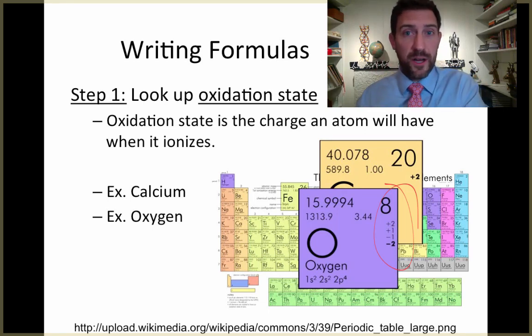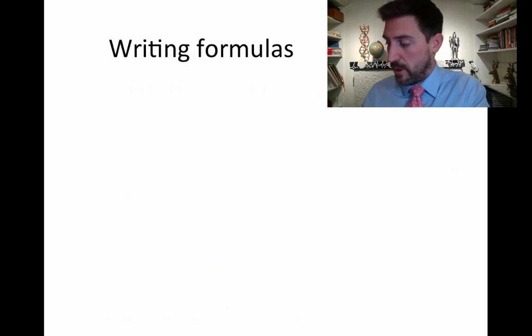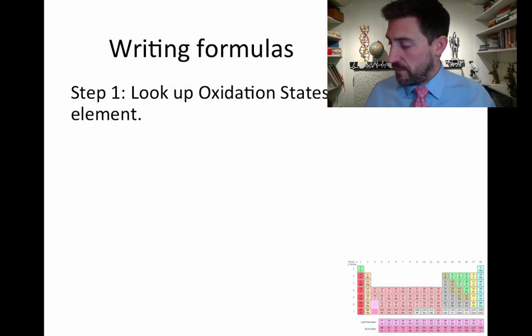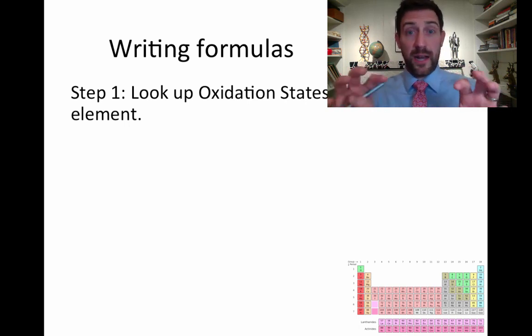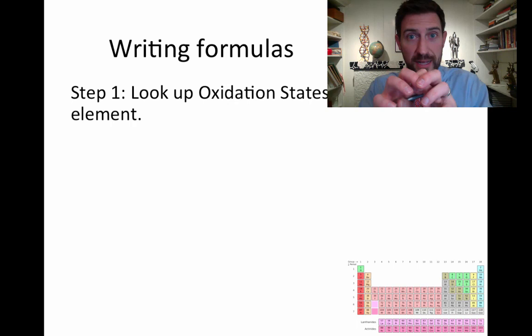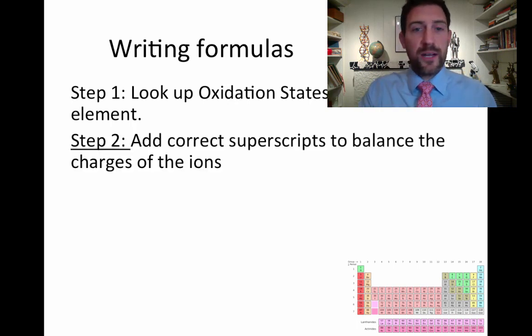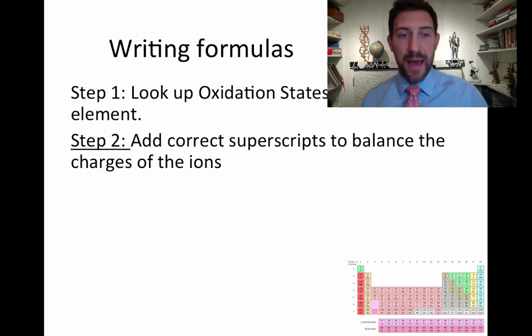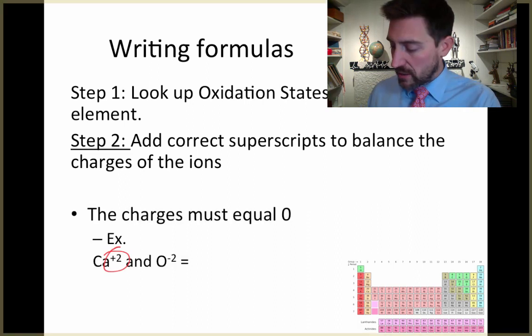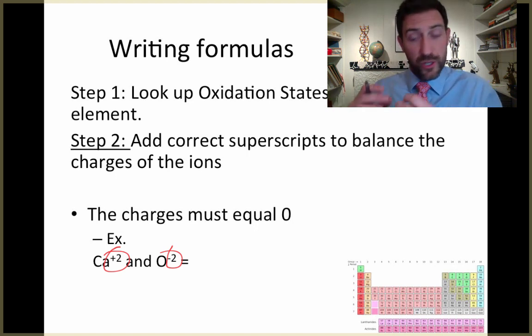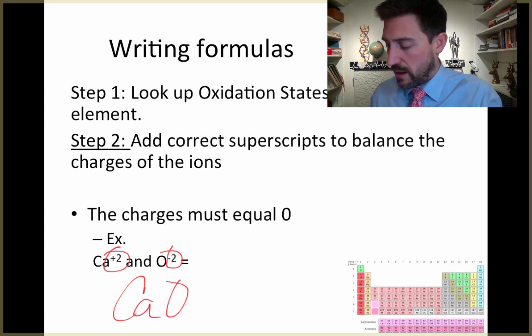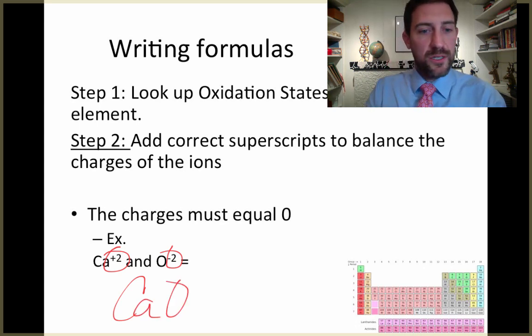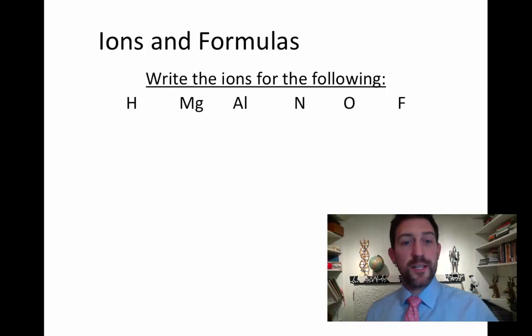We know from the introduction in the last video, and if you don't, go back and watch it, that a positive ion and a negative ion will be attracted to each other and glue themselves together with an electrostatic force. So once we've figured out the oxidation state, step two is to add the superscripts to balance the charges of the ions. The calcium was 2+, oxygen -2. Those two are going to even each other out when they combine, which means we end up with CaO. This is calcium oxide.